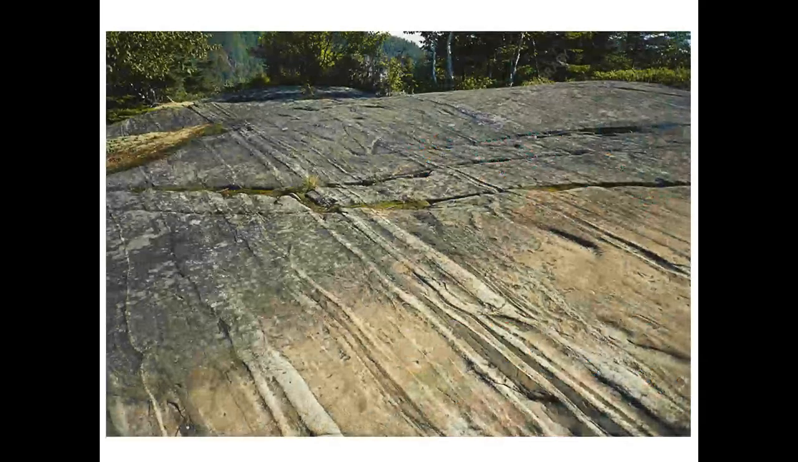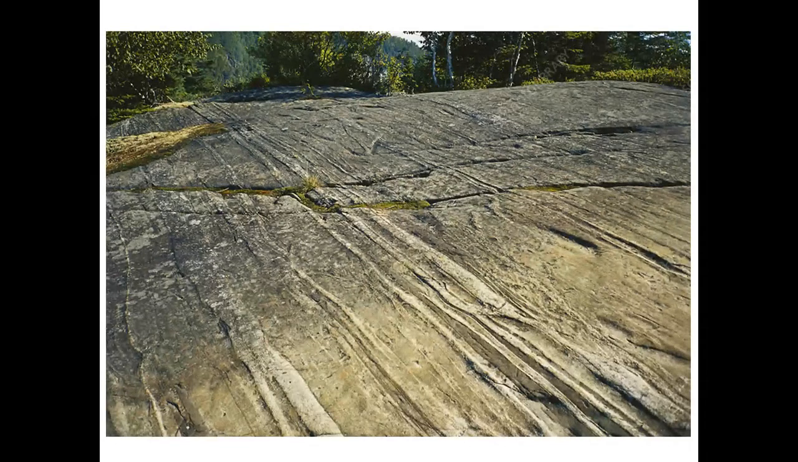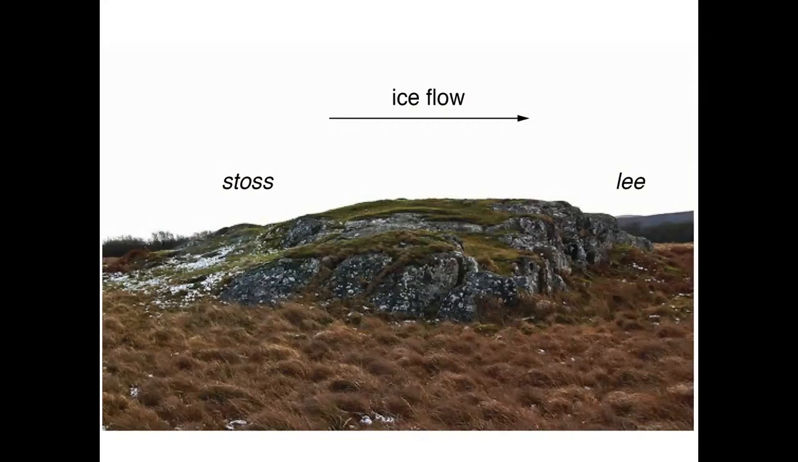We'll see in a picture here. These stripes are basically gouges that were caused by the glacier as it was moving. And you can see the movement of the glacier, where it was going, by the directions of these scrapes, these striations. And then this is an example of a roche moutonnée.